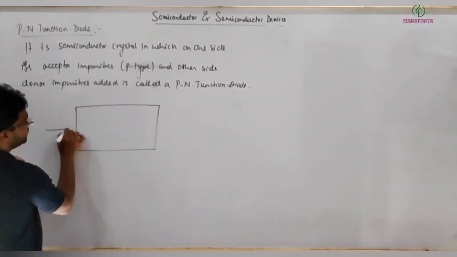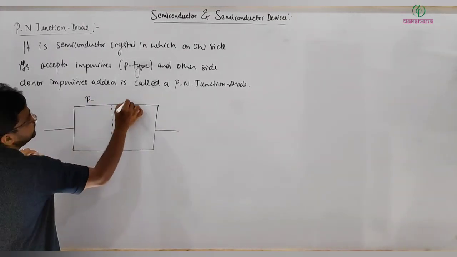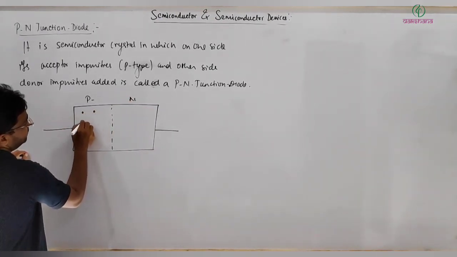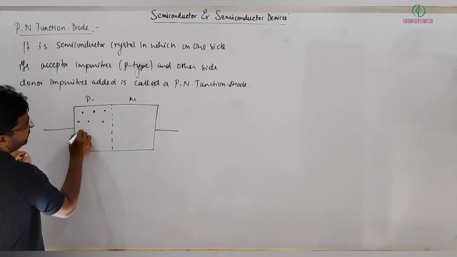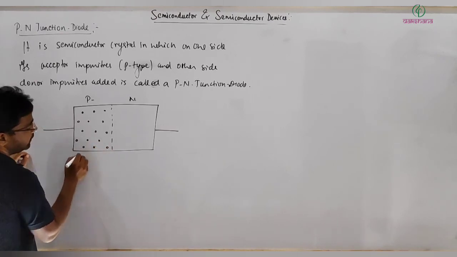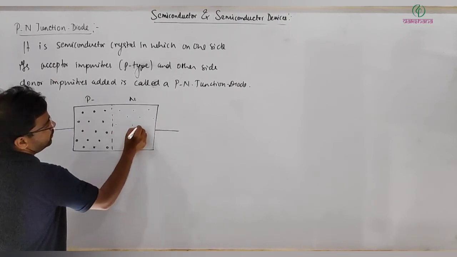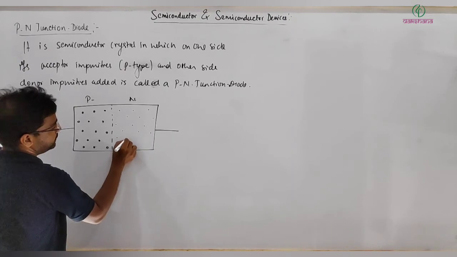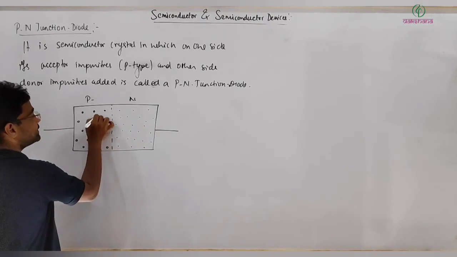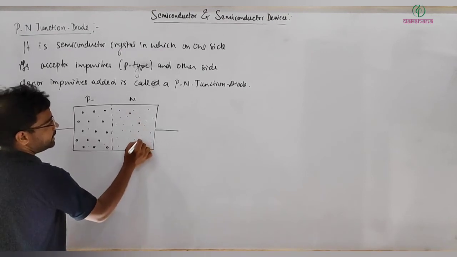So what will happen here, if this is our p-type and this is n-type? Here the hole concentration will be higher this way, and on this side it will be electron concentration. Some electron, one or two might be here also, and similarly some holes, but that will be rare.